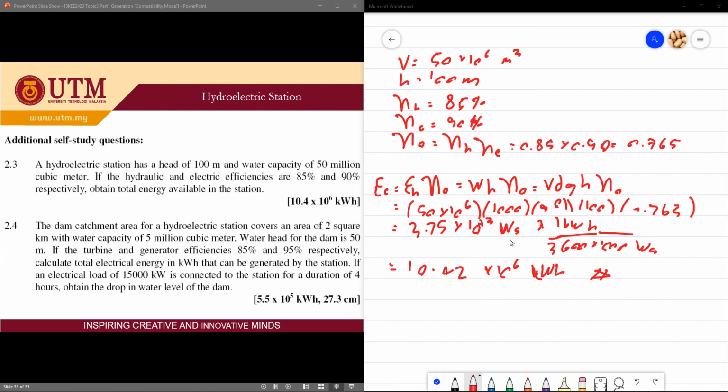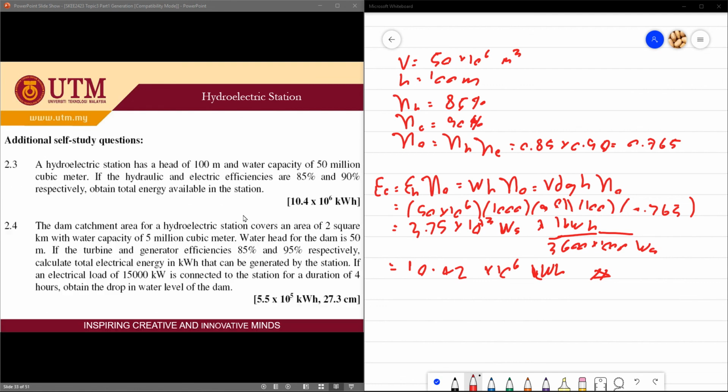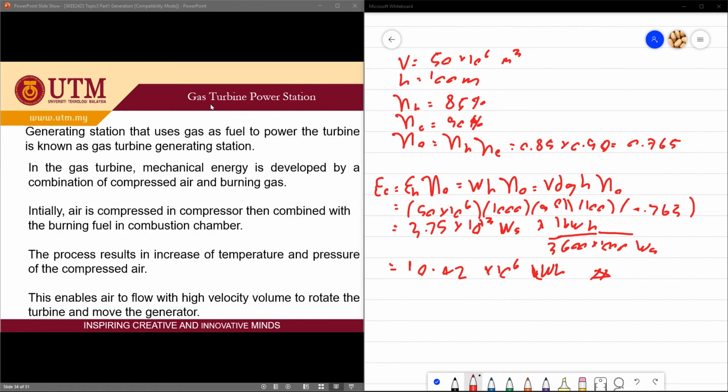Okay, question number 2 is almost the same as this one. I think you can just try it on your own. Next is the gas turbine power station. I will discuss it in the next video.